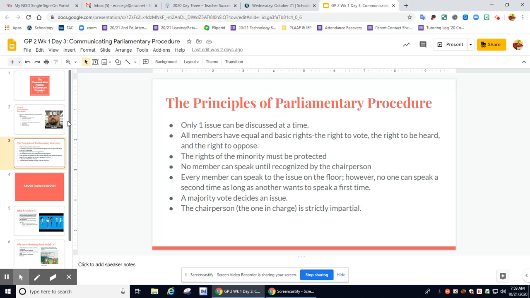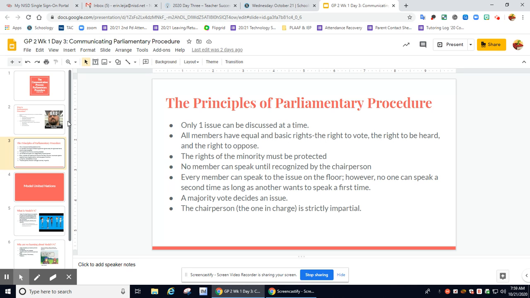No member can speak until recognized by the chairperson. So you can't just say, "Can I interrupt here?" Because that's not cool. You can't just interrupt. You can raise your hand, and the chairperson, whoever is in charge, or the moderator can say, "All right, you can speak." But you cannot speak until you're recognized by the chairperson. Just like in class, you have to raise your hand before the teacher will allow you to speak.